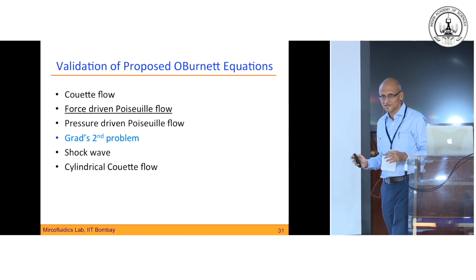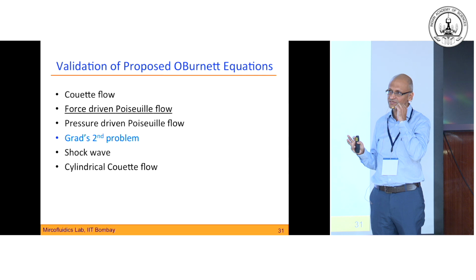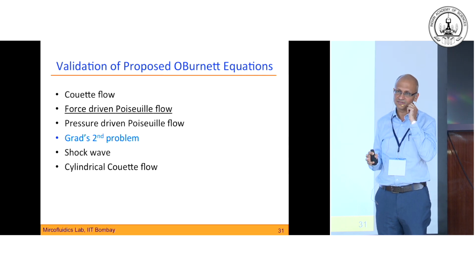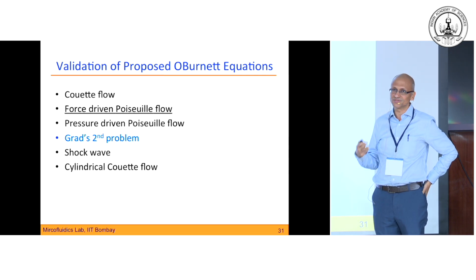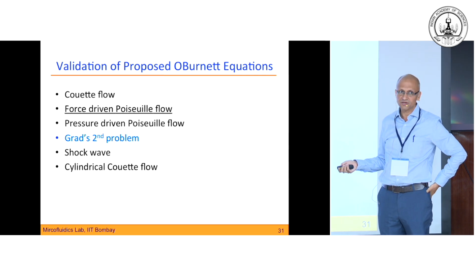And then finally, how do we know that these are correct? Now, these are very complex equations. As we know, Navier-Stokes is complex, and these are a superset of the Navier-Stokes. So how do we know that they are correct? There are very few benchmark problems that we have here.